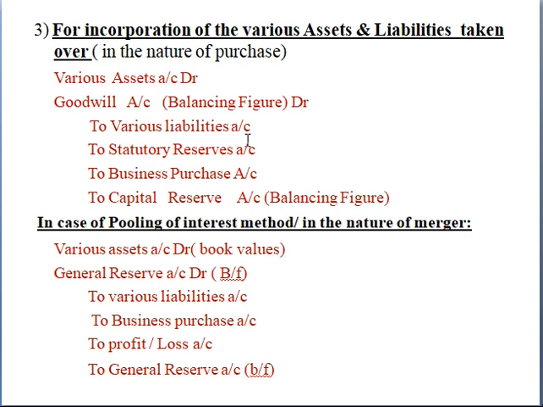The next is for incorporation of various assets and liabilities taken over. See, all the entries in the books of the purchasing company will be the same. Only a few entries may change. Here, in the case of the purchase method, what is the entry for entering assets and liabilities? Already I said, in the purchase method the assets and liabilities are to be entered at the agreed value, and only what is taken by the purchasing company is to be entered. So various assets account debit, to various liabilities account, whatever is taken over.